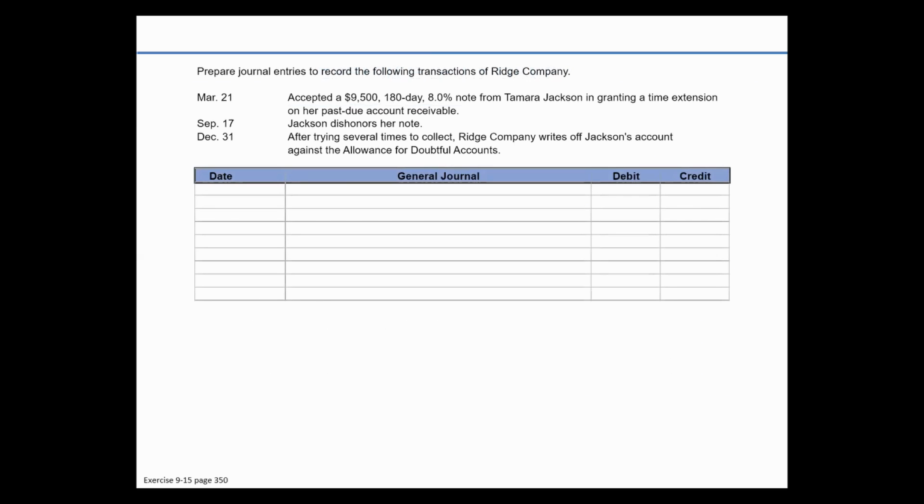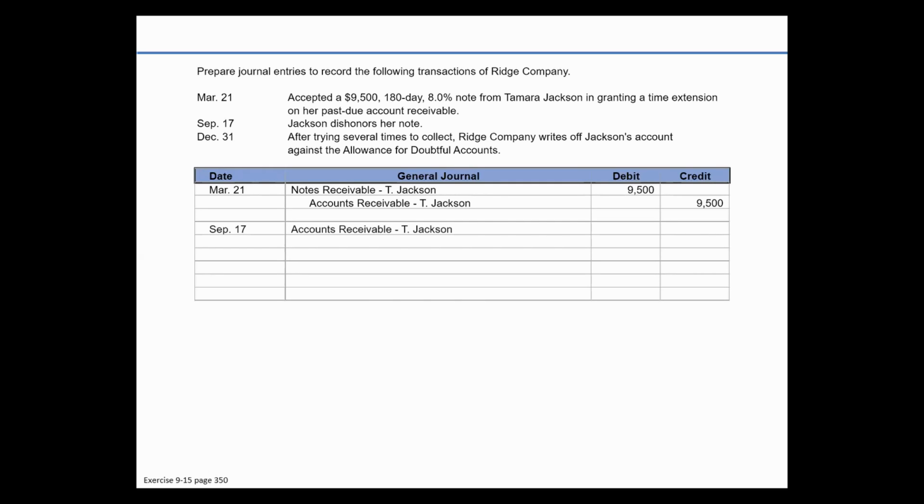Dishonoring a note. Prepare journal entries for the following transactions of Ridge Company. On March the 21st, we accepted a $9,500 180-day 8% note from Tamara Jackson in granting a time extension for her past due accounts receivable. So we have notes receivable, T. Jackson, debit 9,500, credit the accounts receivable 9,500. That creates the asset, which is the notes receivable, and then that clears out her accounts receivable.